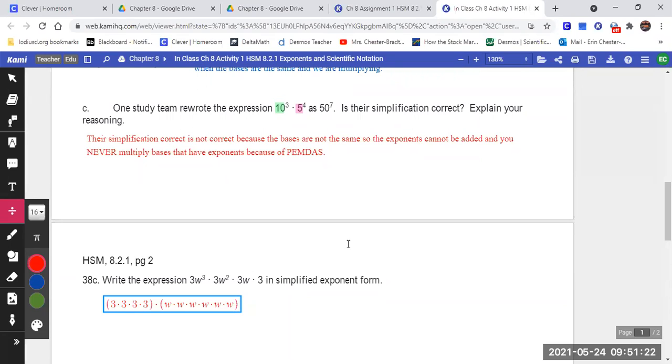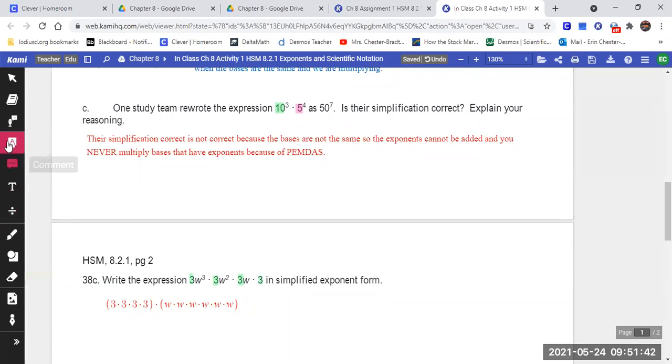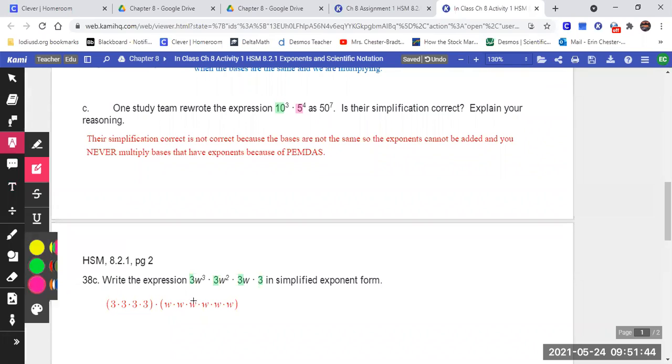Anybody not understand where I got all those letters and numbers from? Because I can color code them. See, here's the 3s. 1, 2, 3, 4, right? And then I got my W's, which I'm going to do in a different color. There's 3 there. That was the first 3 I put. Here's 2. So that was the next 2 I put. And then there's 1 more.